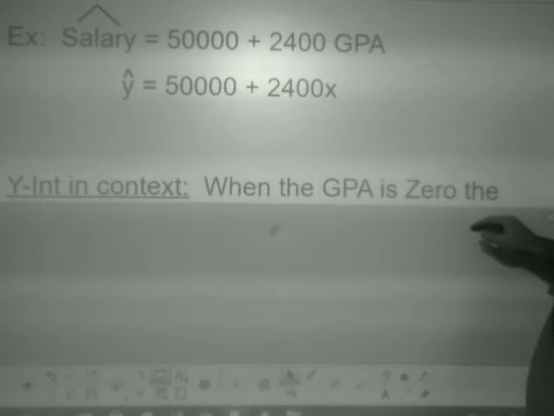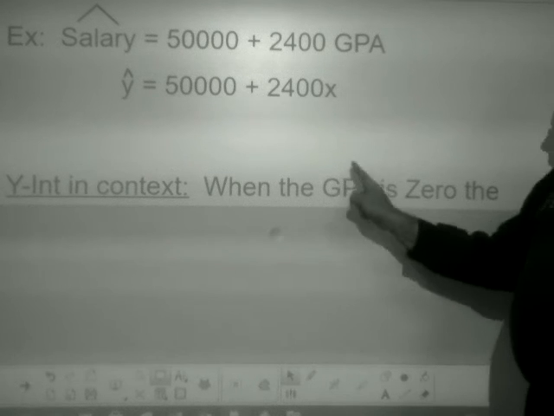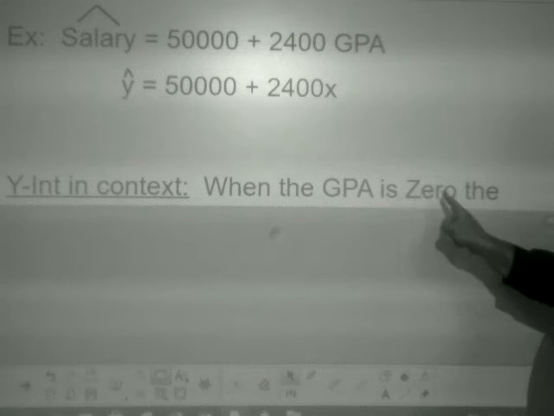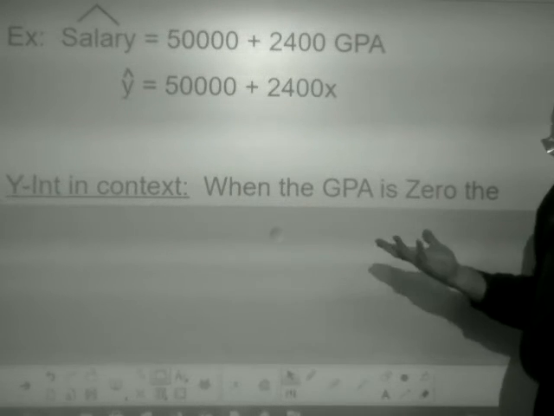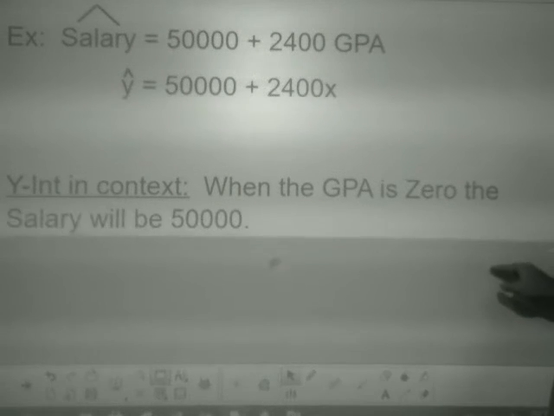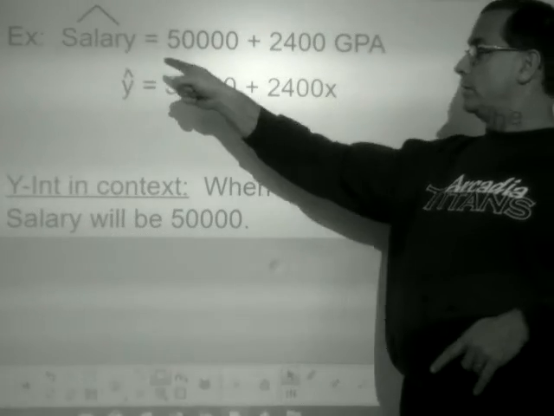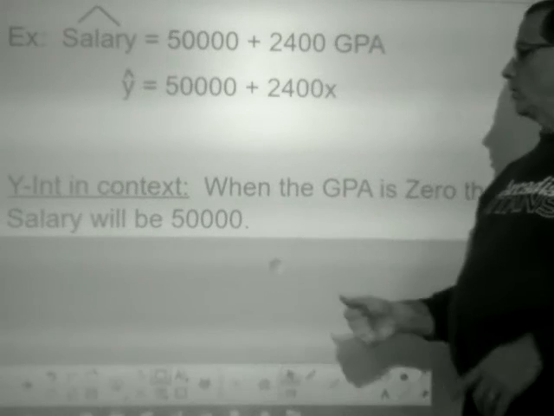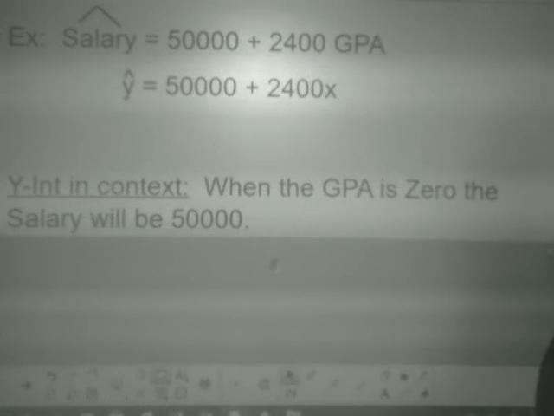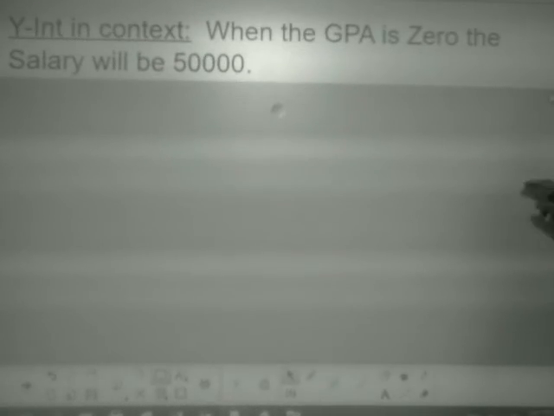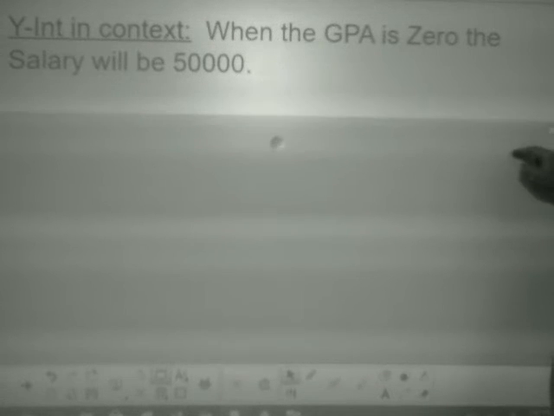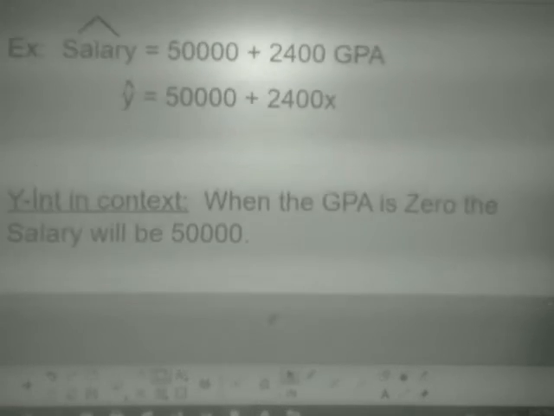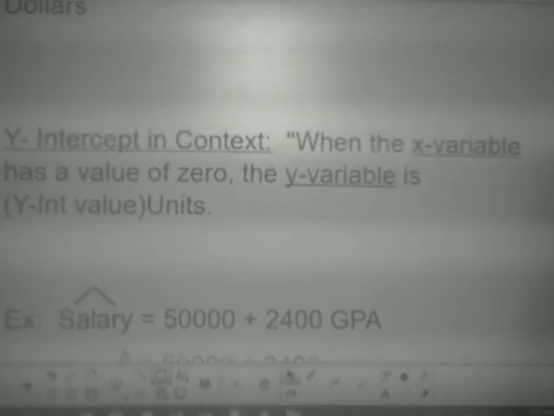So, y-intercept in context. When the x variable, GPA, is 0, the y variable, salary, will be $50,000. I'll just do dollars. Okay? So, that's an example of slope and y-intercept in context.